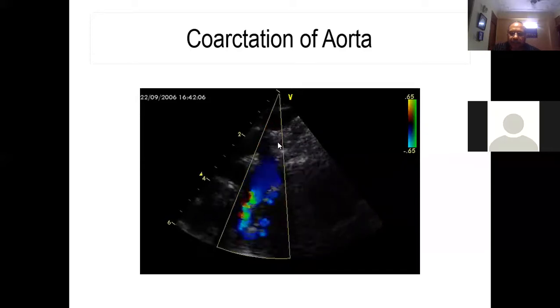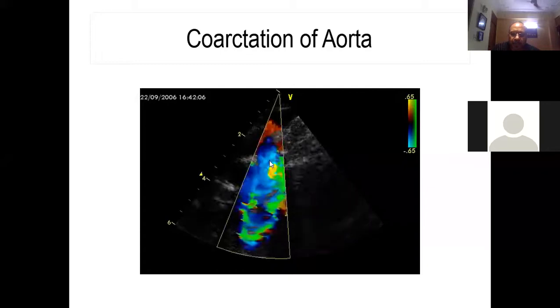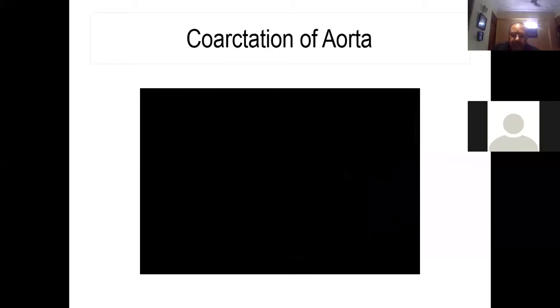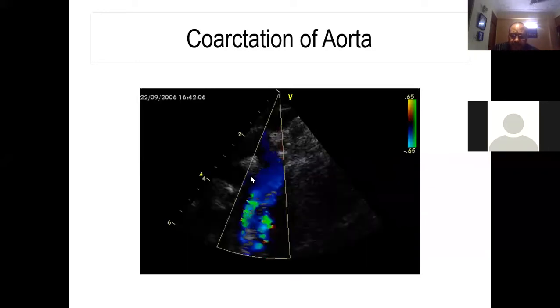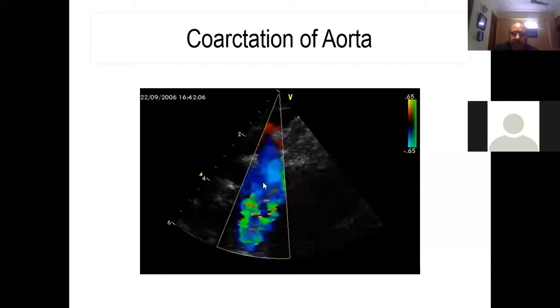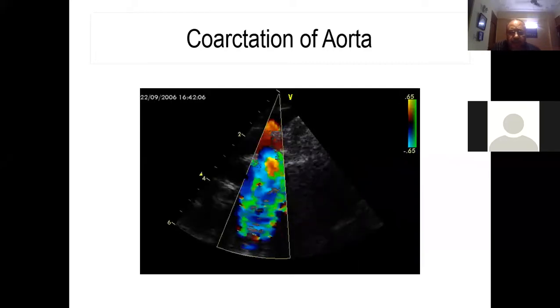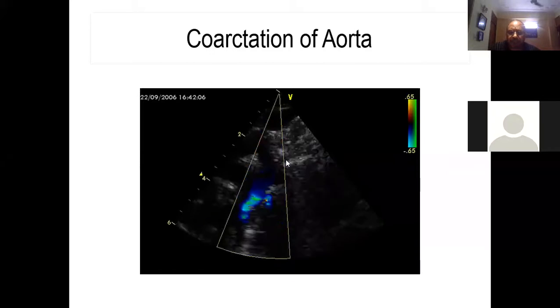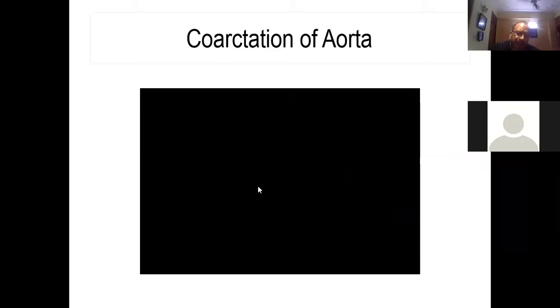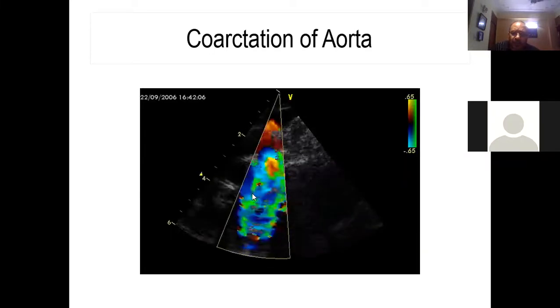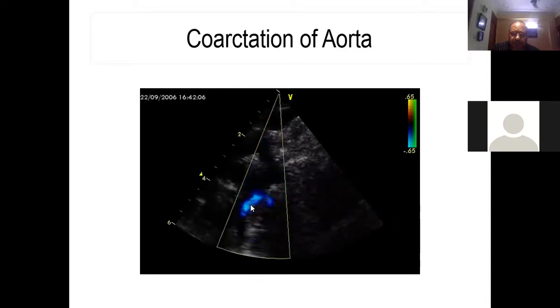The aorta gives rise to the innominate artery, left carotid, and left subclavian over here, and here is the descending aorta, here is a ductus. So you see a coarctation of aorta just distal to the left subclavian artery, and you see a turbulence flow over here. Now the flow is laminar. We see a turbulence. This is a mirror image.